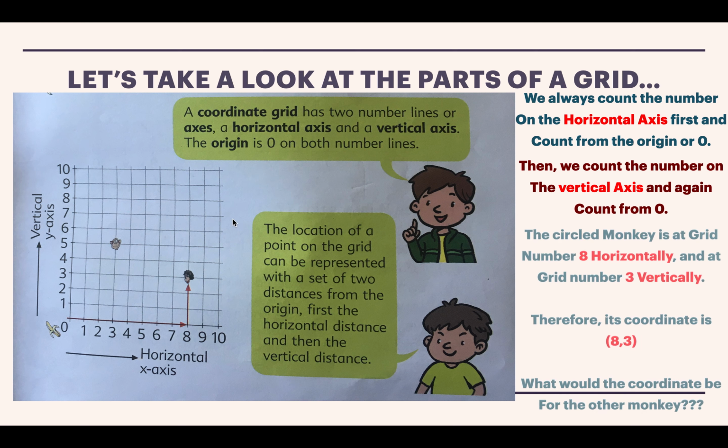All right, what do we do after? I'm going to circle this monkey now, and we're going to find the coordinate for this monkey. So the circled monkey is at grid number 8. Why do we know that? Let's have a look. Let's count along the horizontal x-axis first. So 0 is our origin. Go 1, 2, 3, 4, 5, 6, 7, 8. So we can see the monkey is in line with the x-axis 8. So it's horizontally 8. That's the distance from the origin, 8 across.